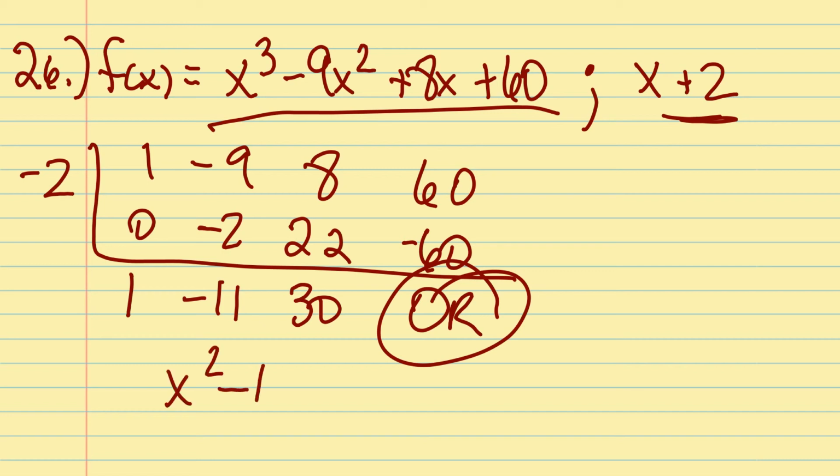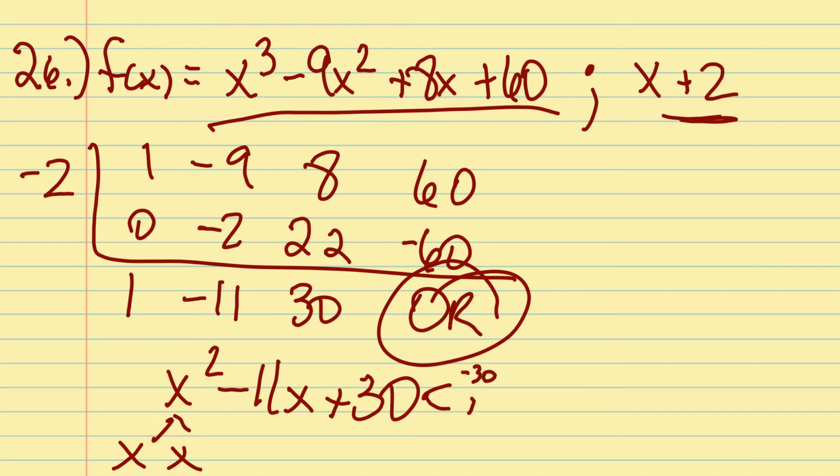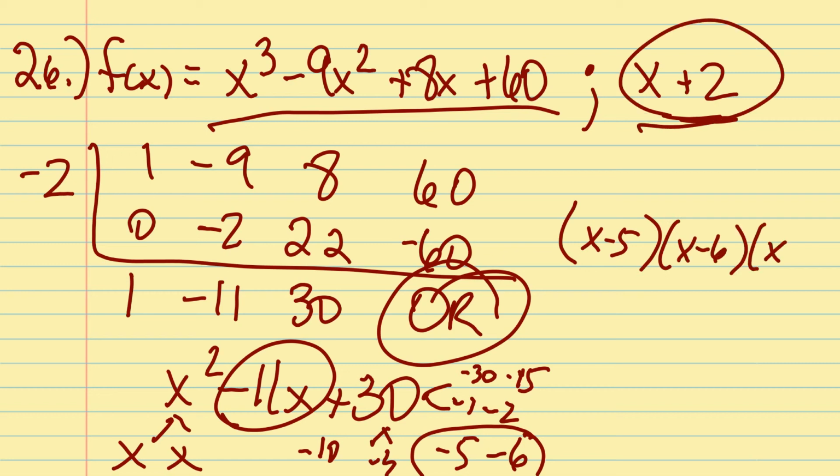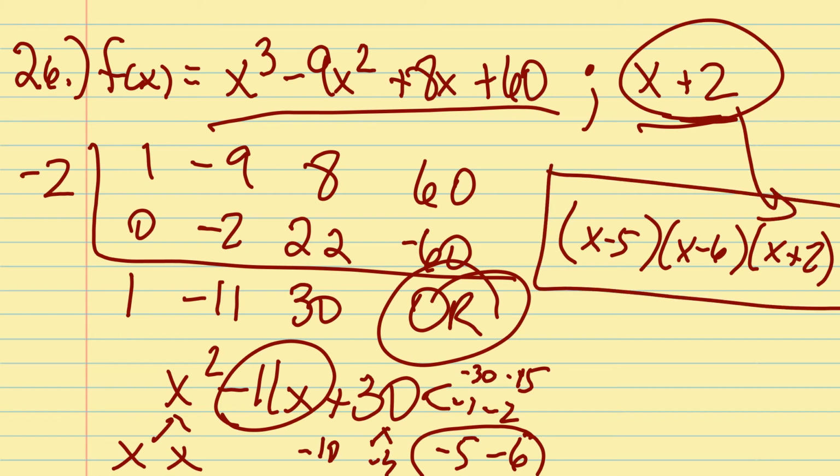This becomes x squared minus 11x plus 30. Well, how do I get x squared? x and x. How do I get 30? I could have negative 30 and negative 1. Negative 15 and negative 2. I could have negative 10 and negative 3. I could also have negative 5 and negative 6. See how negative 5 and negative 6 gives me that negative 11? So my final answer becomes x minus 5, x minus 6, and I can't forget x plus 2 because that's a factor. So that's it, factored completely. And that's it for 26.